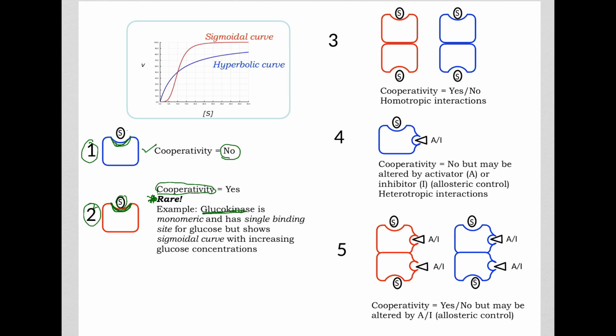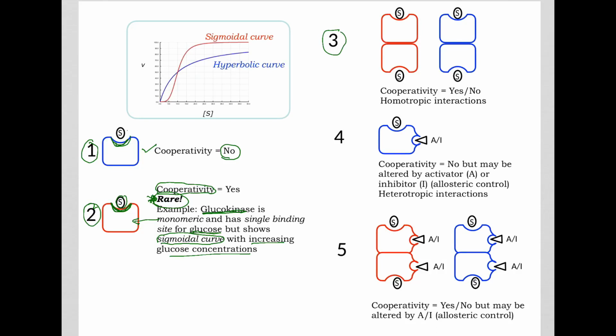It has only one polypeptide chain. We say one subunit or one monomer. It has only one binding site for the substrate. The substrate is glucose, but it shows a sigmoidal curve with increasing glucose concentrations. So once again, this is a very rare situation.